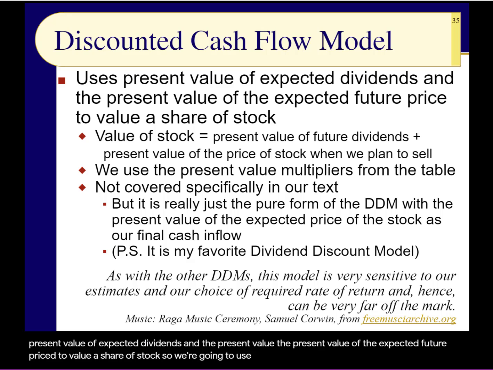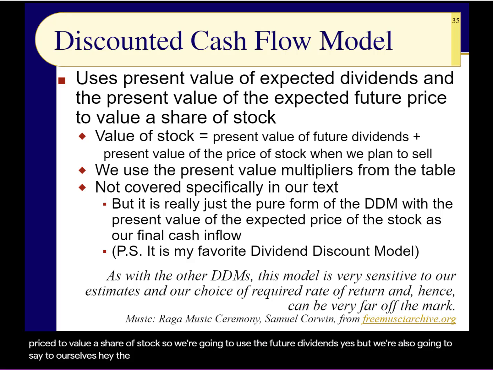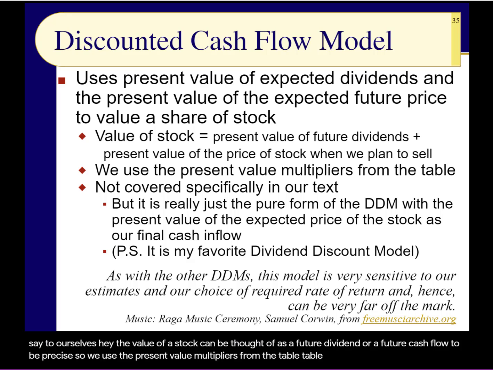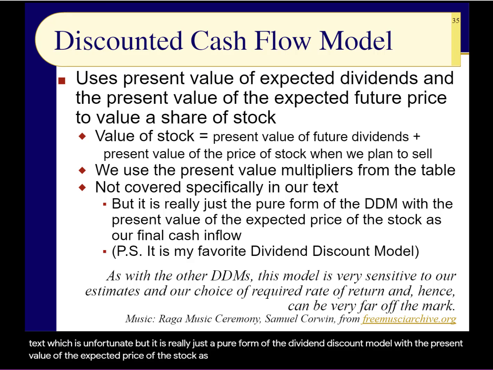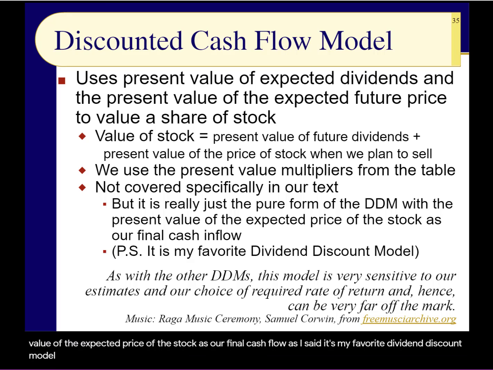So we're going to use the future dividends, yes, but we're also going to say to ourselves, hey, the value of the stock can be thought of as a future dividend or a future cash flow, to be precise. So we use the present value multipliers from the table. It's not covered specifically in our text, which is unfortunate, but it is really just a pure form of the dividend discount model with the present value of the expected price of the stock as our final cash flow. As I said, it's my favorite dividend discount model.